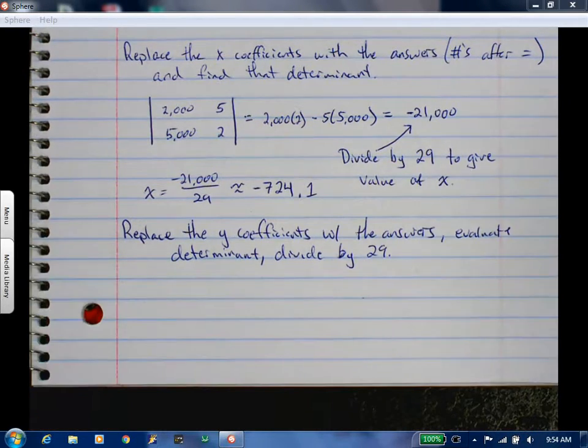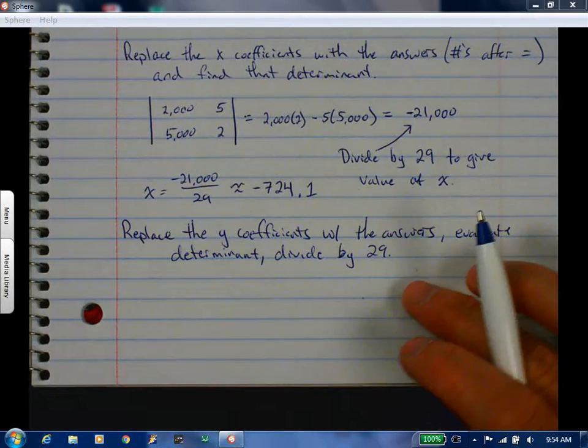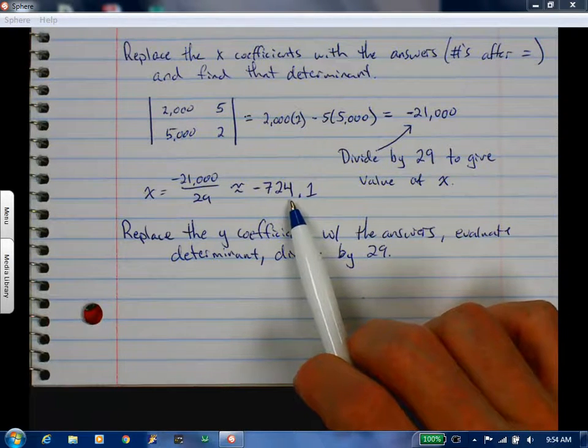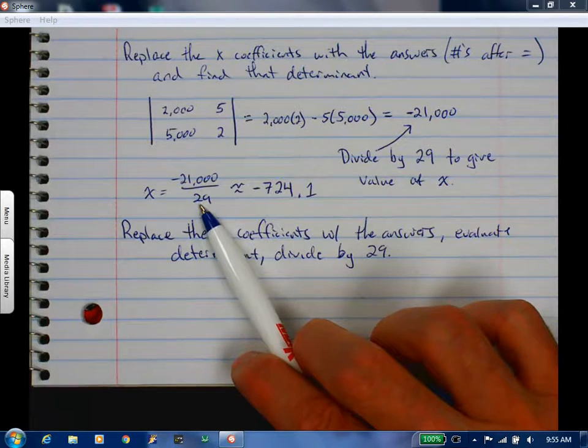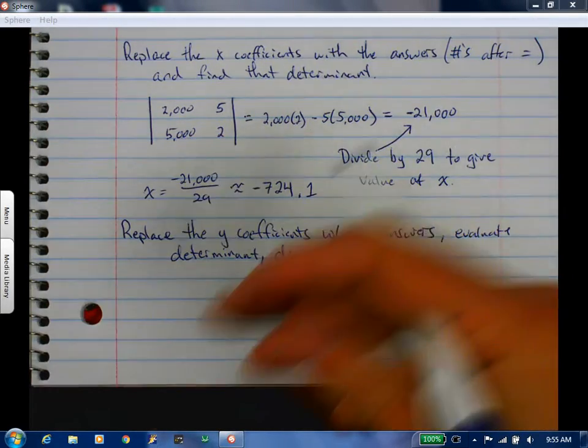We can't just plug it back into the top equation. Or you can. You're going to get a more accurate answer this way because if you plug this number in, it's going to be rounded. So every time you plug a rounded number in, you get further away. If you want to deal with negative 21,000 over 29 as a fraction, you can. Like I said, this is going to give us our answers without having to plug them back in. Now if it's a regular plain old number, go for it.